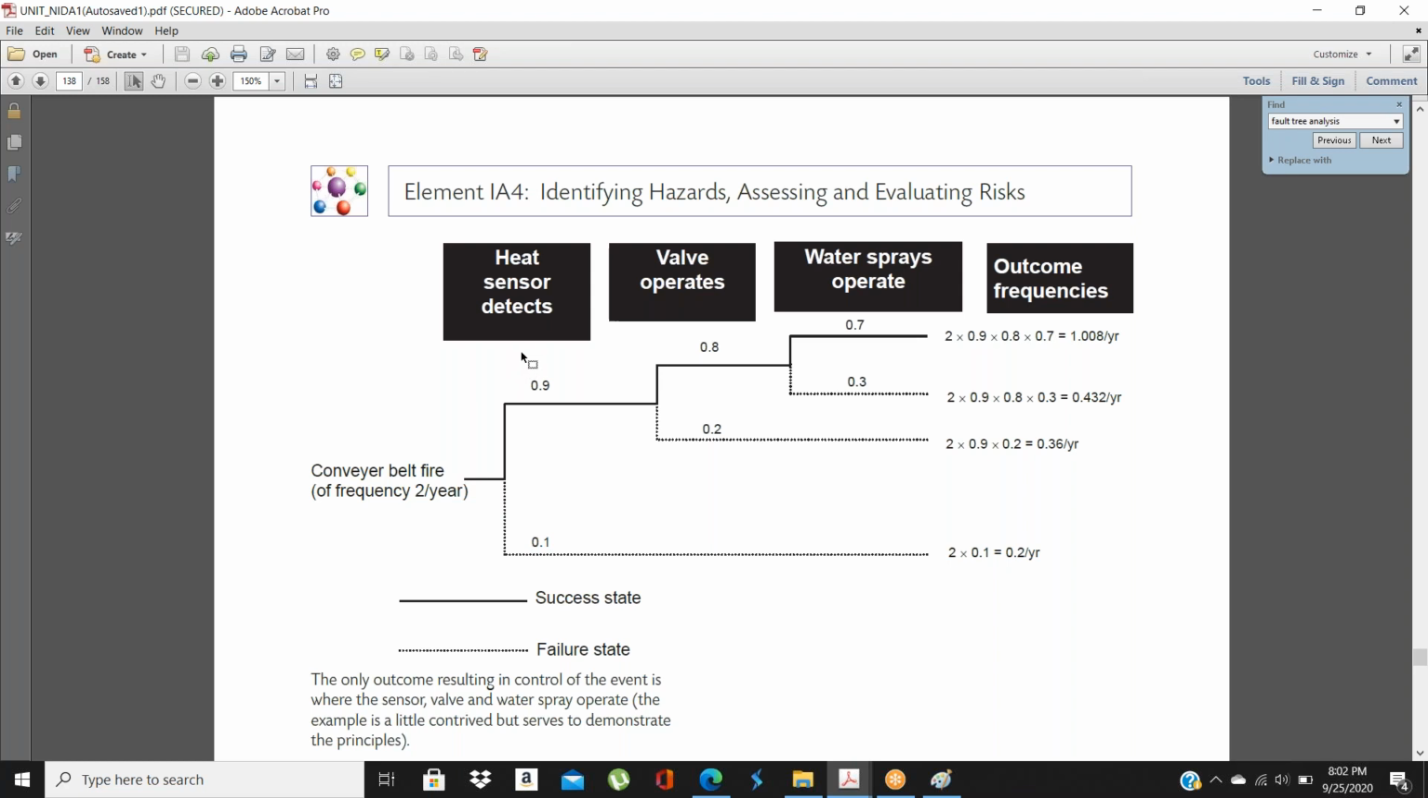Suppose the heat is detected. The wall of this conveyor belt works or not, then the probability is 0.8 and the failure rate is 0.2. If the wall operates, the water spray starts, or does not start, with 0.7 and 0.3. What is the outcome frequency now? Now you can go from here to here. Here it's 2 per year.